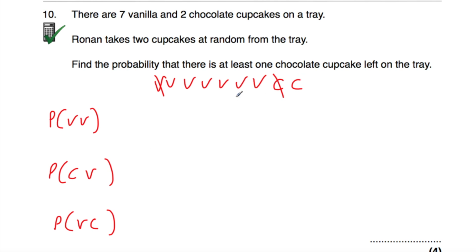But Ronan couldn't take 2 chocolates. He couldn't take a chocolate cupcake and then another chocolate cupcake because then there'd be no chocolate cupcakes left in the tray. So we could do this question a couple of ways.